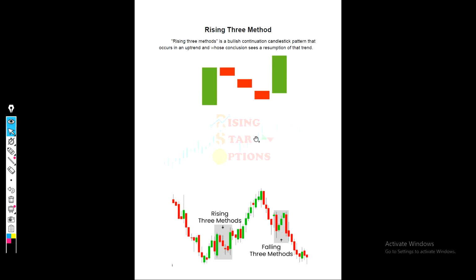Like the falling three method, we have the rising three method. As you can see, the first candle is a green candle, and three consecutive red candles come after that, near the support level of the green candle, and after that one more green candle should take out the high of the first candle.